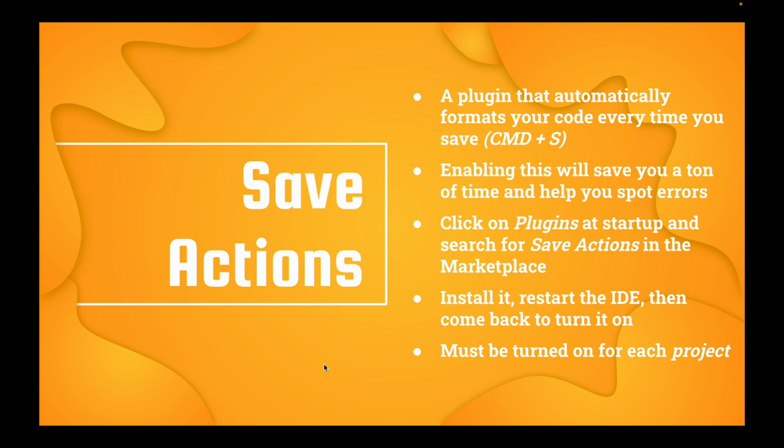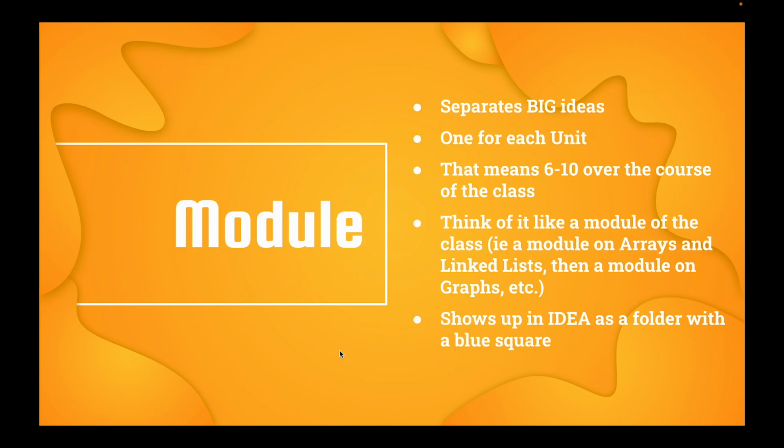Save Actions is an awesome tool. This is an add-on, like a little plugin for IntelliJ IDEA, where every time you save your work with Command S, it'll run and it auto-formats your code. So it does all the indentation and all the spacing, makes things look really nice, but it'll also help you spot errors when indentation doesn't look right because you're missing a bracket or something like that. And so it saves you a lot of time. It's really easy to install. You just have to set it up at the beginning of each project or the beginning of each computer science class, and I'll show you how to do that in a minute as well.